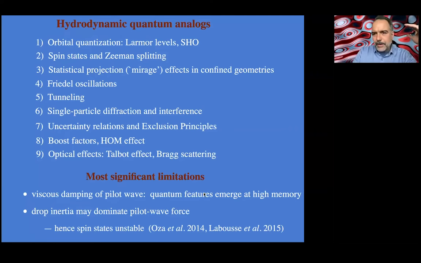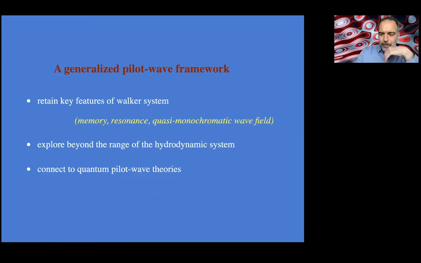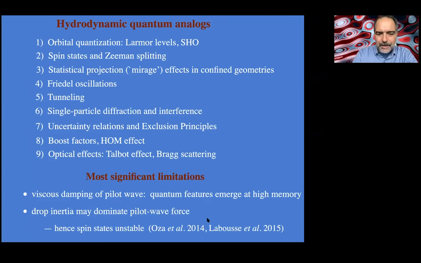It's also clear what the limitations of the hydrodynamic system are. So we can see again when these things work, when they don't, and why they work less well than others. Basically, viscous damping is our enemy. This is clear from the fact that the quantum features all emerge in the high memory limit. And also there are cases where drop inertia is our enemy. So for example, these hydrodynamic spin states, we can hope to get in the low inertia limit.